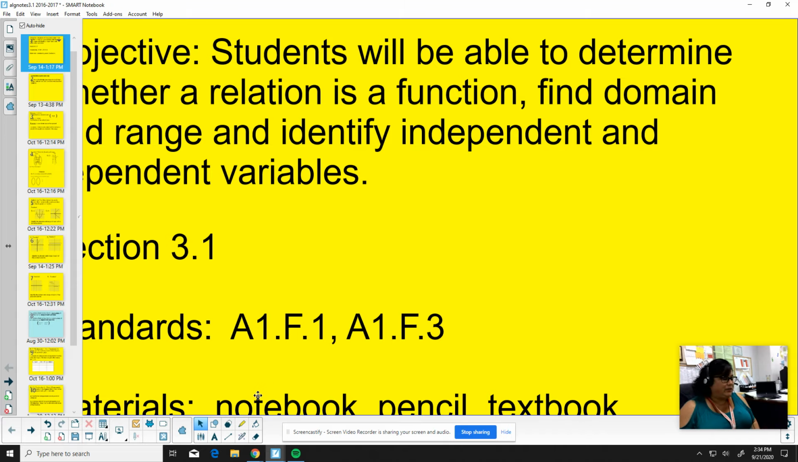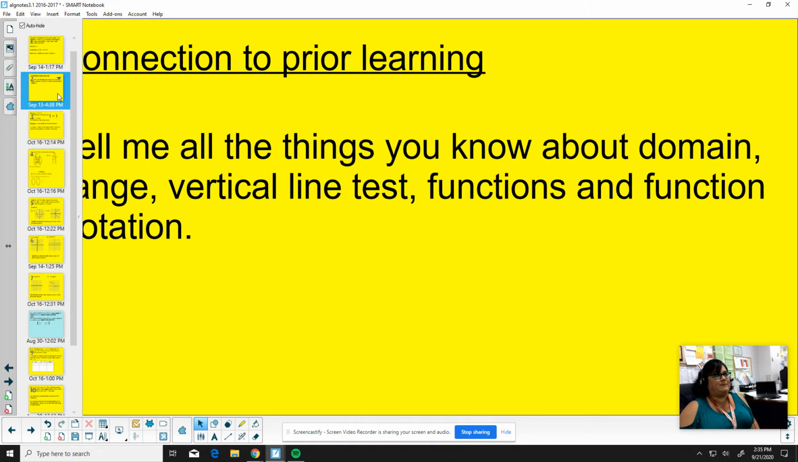We're going to be starting chapter 3 today, which is we're going to be able to determine whether a relation is a function, find the domain and range, and identify independent and dependent variables. And again, this is section 3.1.